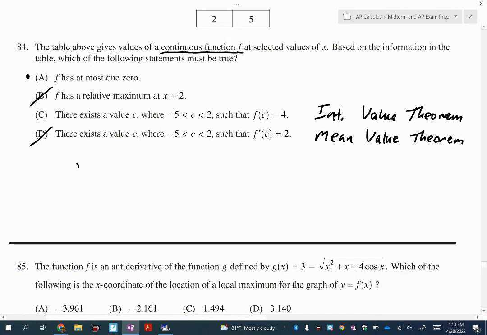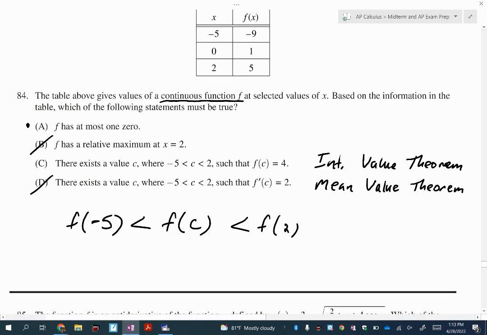This states that if f of -5 and f of 2 are on opposite sides of a value, then there will be a c where f of c equals 4. Let's use the table. What's f of -5? Excellent. What is f of 2? 5. And they're asking us, is there a number c that when I plug it in, I get 4? What do you notice about 4? It's between -9 and 5. The answer is C. That question came down to, do you remember the intermediate value theorem?